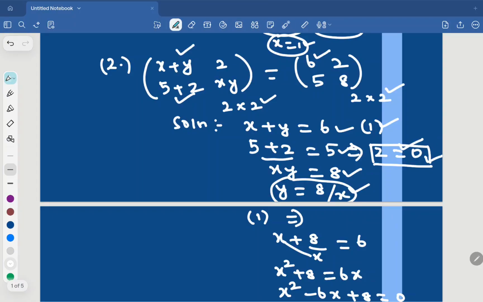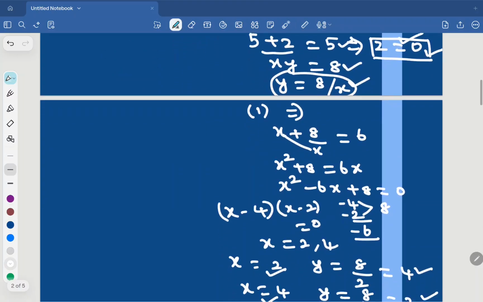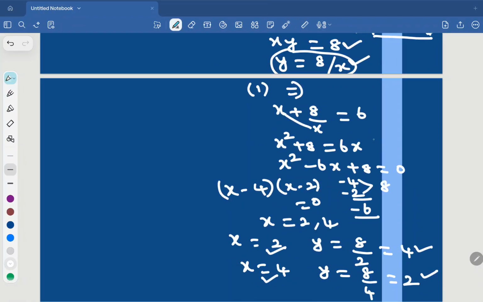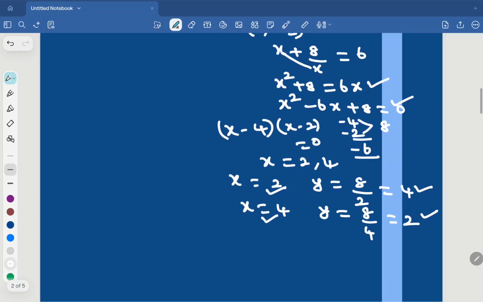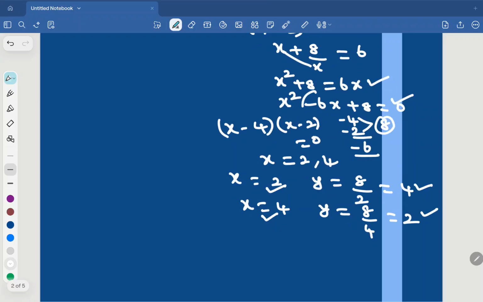Substitute y equals 8 by x in 1: x plus 8 by x equals 6. Cross multiplying, x square plus 8 equals 6x. x square minus 6x plus 8 equals 0. If you multiply, the value should be 8. If you add, value should be minus 6. Possibility is minus 4 and minus 2, product value is 8. If you add, value should be minus 6. One factor is x minus 4, another factor is x minus 2, equal to 0.